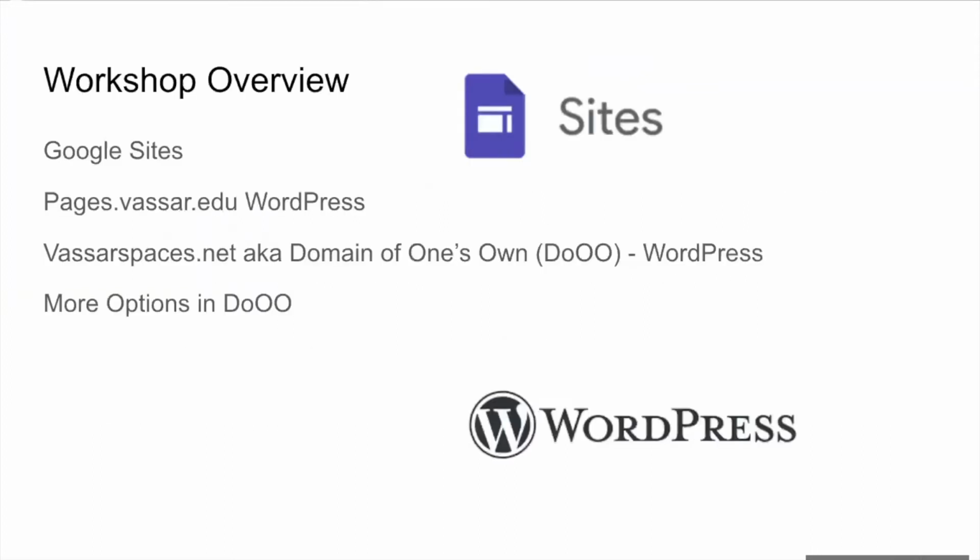So today we're going to talk about various web resources you have as a member of the Vassar community for building websites. We're talking about Google Sites, pages.vassar.edu, which is a multi-site for WordPress. We have vassarspaces.net, where you can become your own system admin and install WordPress or other applications. And Nicole's going to talk about more options in Domain of One's Own.